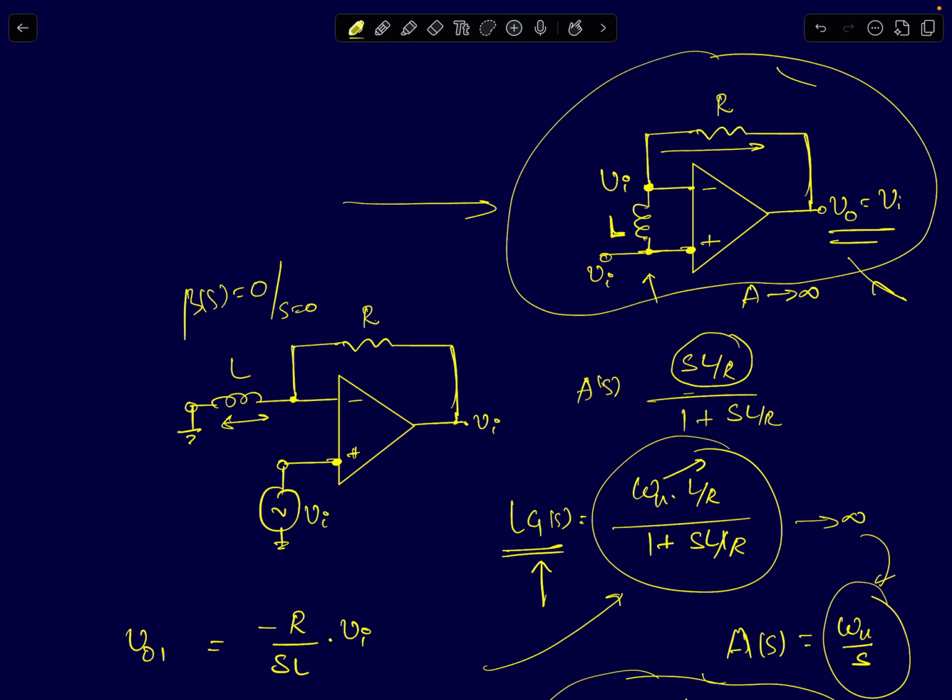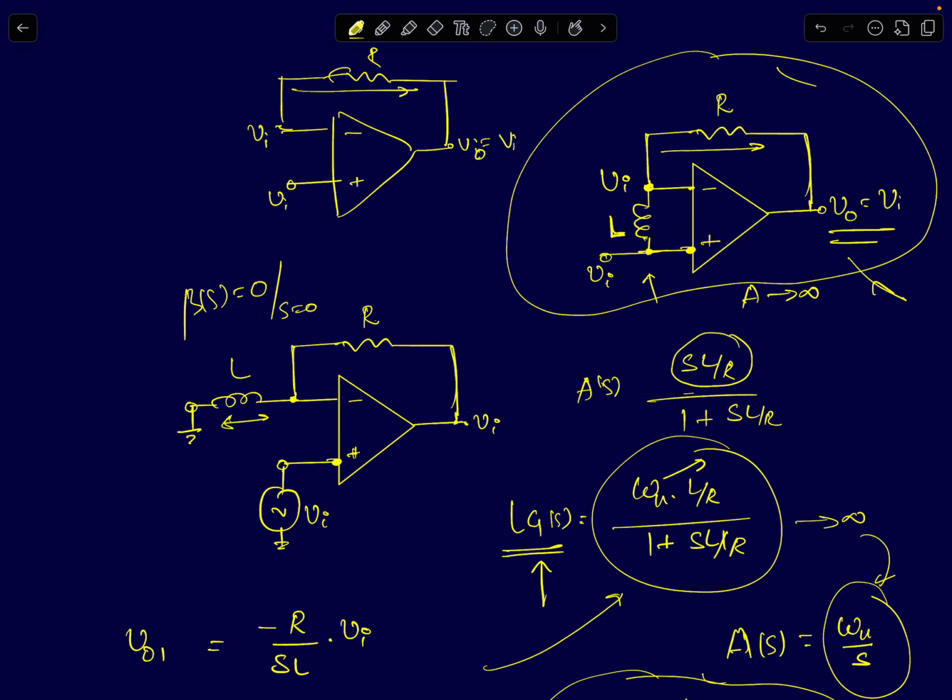In fact, this circuit will behave exactly the same way as this circuit, as though there is no inductor at all. The presence of the inductor really doesn't matter to me. That's what this is telling me. Okay, it will behave the same way as this circuit. It's a voltage follower. V0 will come to Vi. This node will also be at Vi. Current flowing through the resistor will also be 0. Okay, this is the same as a voltage follower with an ideal op-amp.